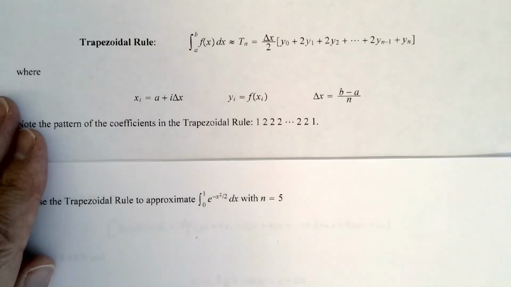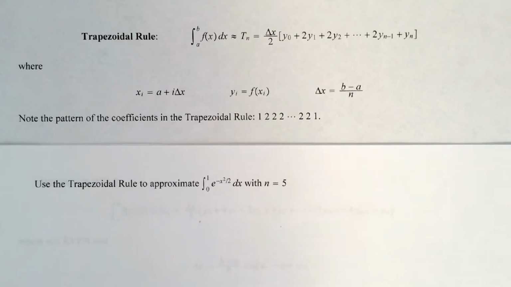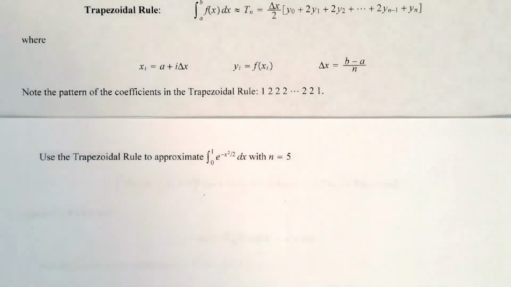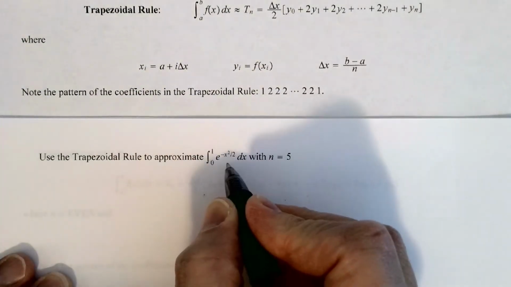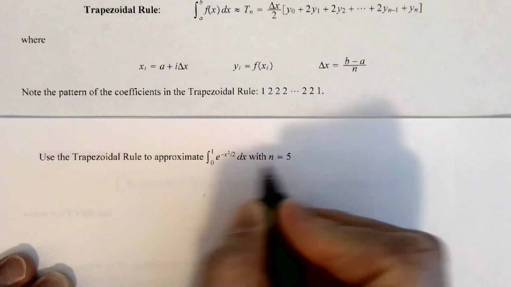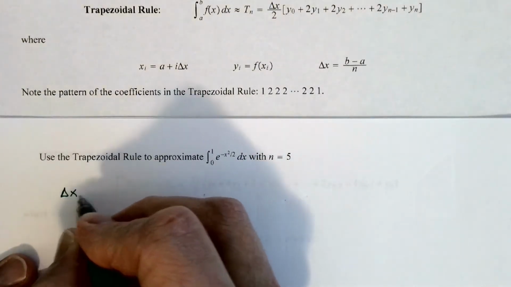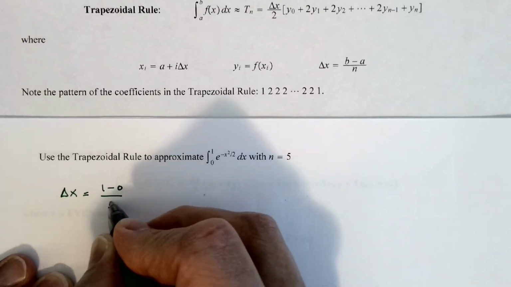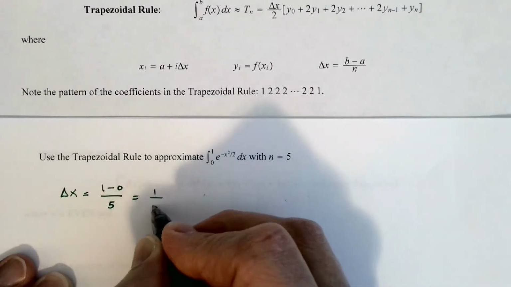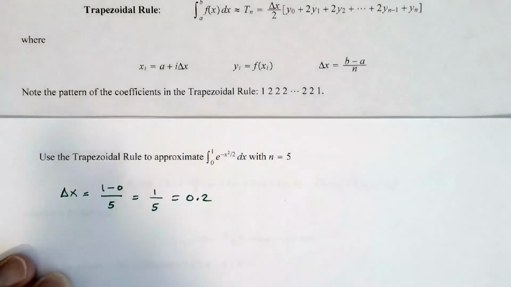Here's the rule we developed from the last video, and we're going to use the trapezoid rule now to approximate this integral here. This is the same integral we were looking at in the last video, and I'm going to stick with n equal 5 again. So the delta x is going to be the same, b minus a divided by n, which is 5, so this is 1/5 again, or 2/10.